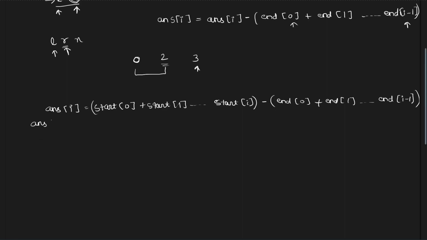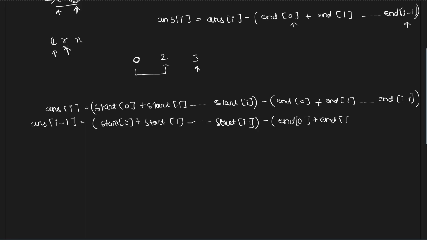I'll try to find answer of i minus 1. Let us just observe what happens if I try to find answer of i minus 1. So it will still be start of 0, it will still be start of 1, up to start of i minus 1, right? Similarly, all the elements which have ended at 0 will not be included in the answer, which have ended at 1 will not be included, up to which have ended at i minus 2 will not be included, right? This part is clear.